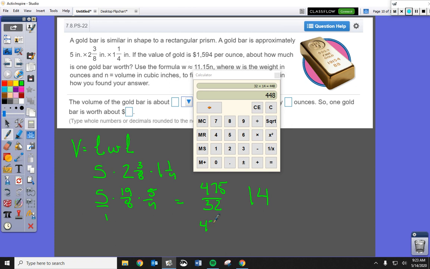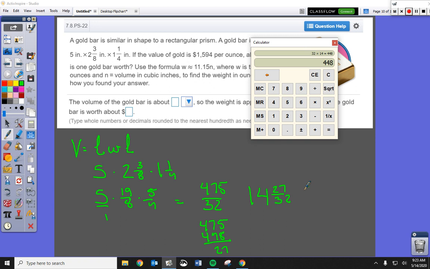So I'm going to take what I have, 475. I can make 14 groups of 32, which is 448. That leaves me with 27 over 32, which cannot be simplified. So the volume of the gold bar is about 14 and 27/32 cubic inches. All right.